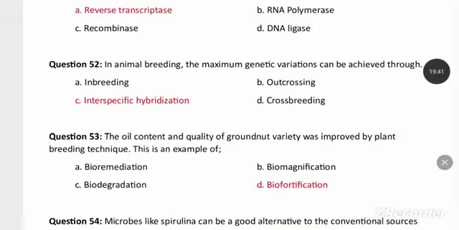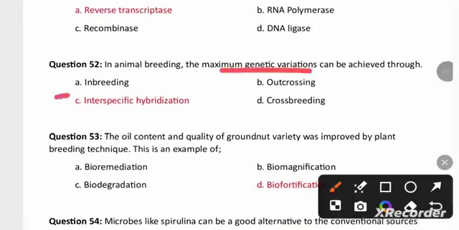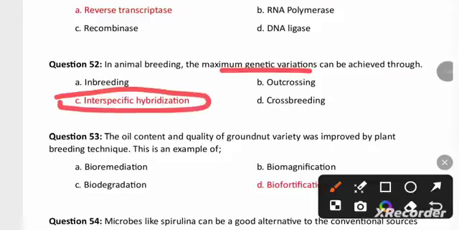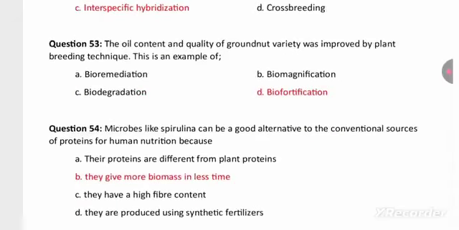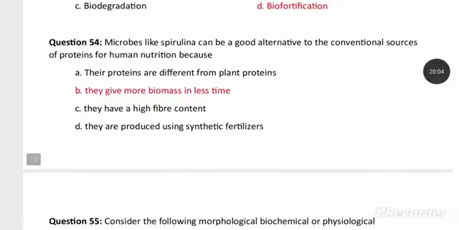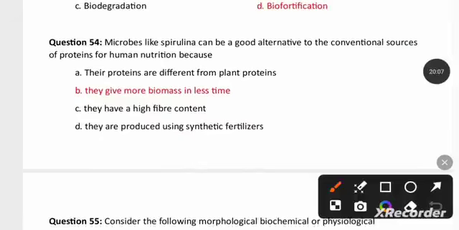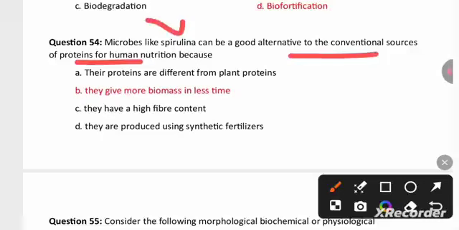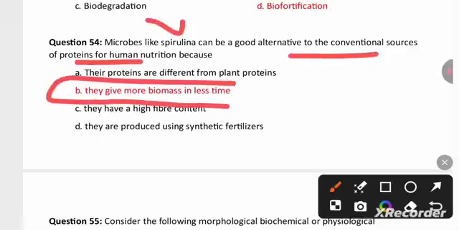In animal breeding, maximum genetic variation can be achieved through interspecific hybridization. For example, mule. The oil content and quality of groundnut variety was improved by the plant breeding technique called biofortification, by increasing the nutrient quality of the food. That is done by biofortification. Microbes like spirulina can be a good alternative to the conventional sources of protein, because microbes like spirulina can grow more in less time. They give more biomass in less time.